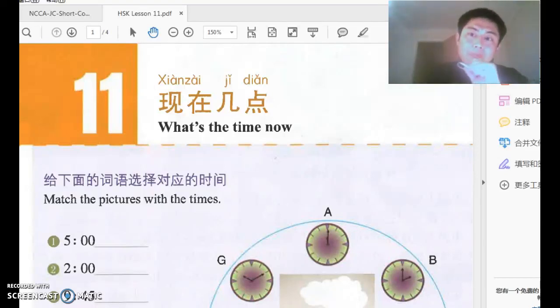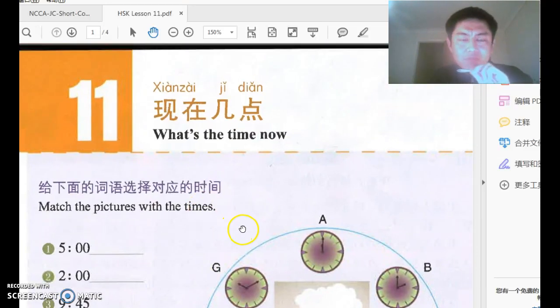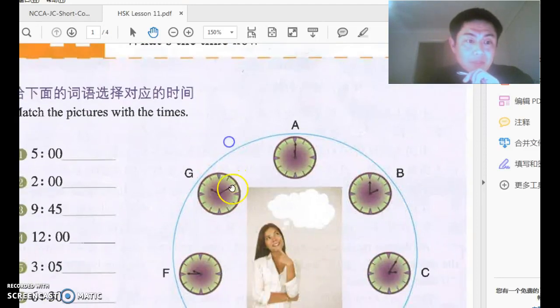Hello, everybody. Now let's take a look at lesson 11 from HSK Book 1. I should have done this lesson, but for some reason I didn't, and now I'm making it up.